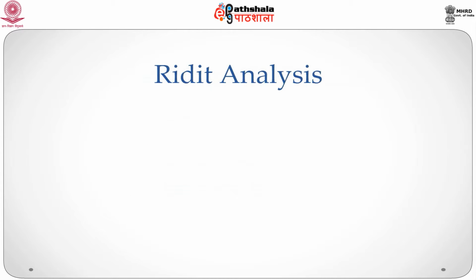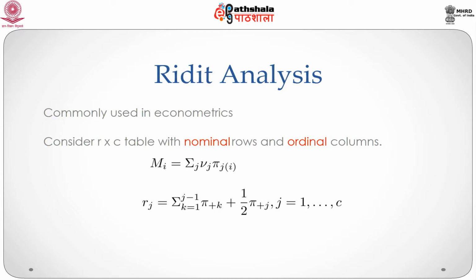Let us come to a very popular technique called ridit analysis. We assume that we have an R by C table with the rows being the levels of the nominal variable and the columns being the levels of the ordinal variable. Now, suppose that it is possible to assign ordered scores mu j's to the columns. We can then find the mean response in each row given by m i equal to summation over j mu j pi j|i, where pi j|i denotes the conditional probability distributions for the j categories of the ordinal variables given that I is fixed at i.